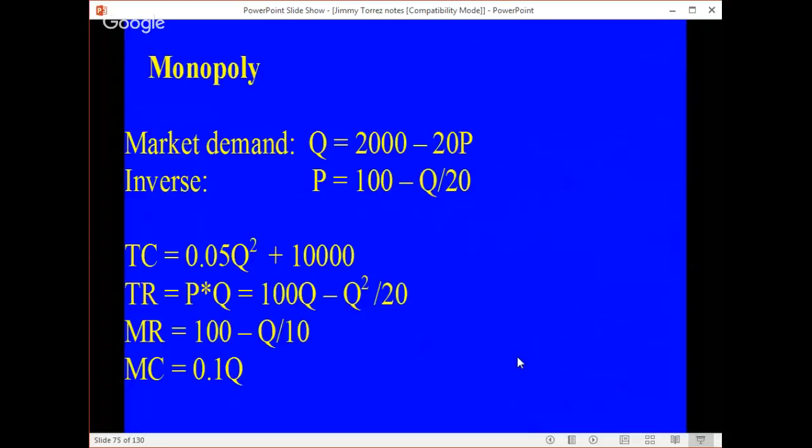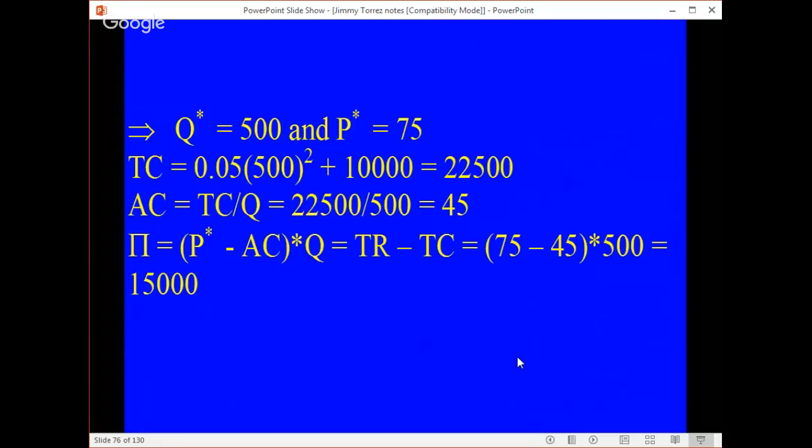I take the derivative of total revenue and I get the marginal revenue, which is 100 minus Q divided by 10, or 2Q divided by 20. And marginal cost is just the derivative of total cost, which is 2 times 0.05Q, or 0.1Q. As a profit maximizing firm, this monopolist will set marginal revenue equal to marginal cost, and I get a Q of 500.